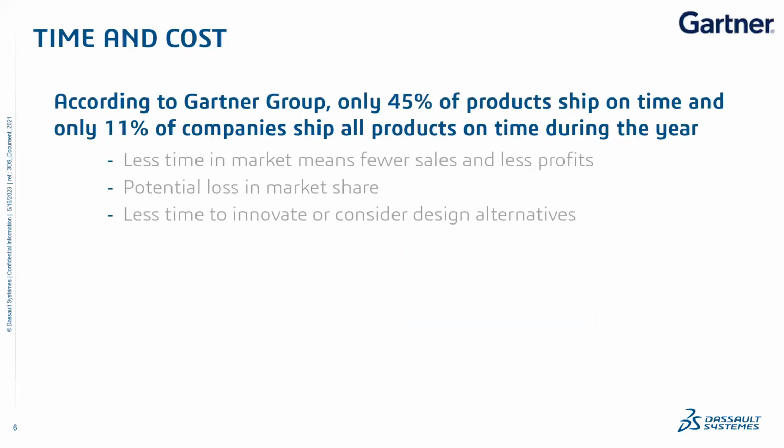You may be surprised to learn that only 45% of products, according to Gartner, ship on time, and only 11% of companies ship all their products on time during the course of the year. This can result in less time to market, less profits, potentially loss of market share. And I think the other thing is it really gives you less time to innovate and consider what could be better design alternatives just because you're pressed for time.